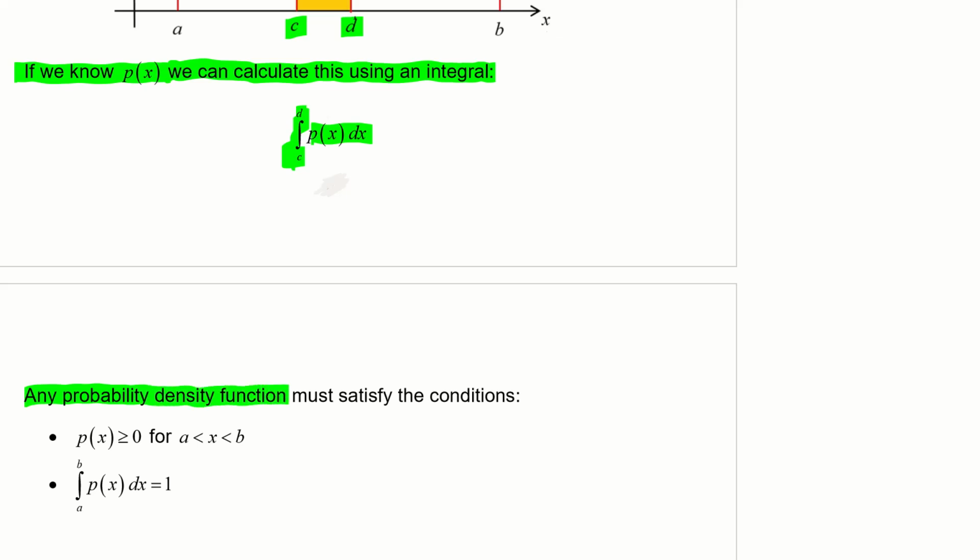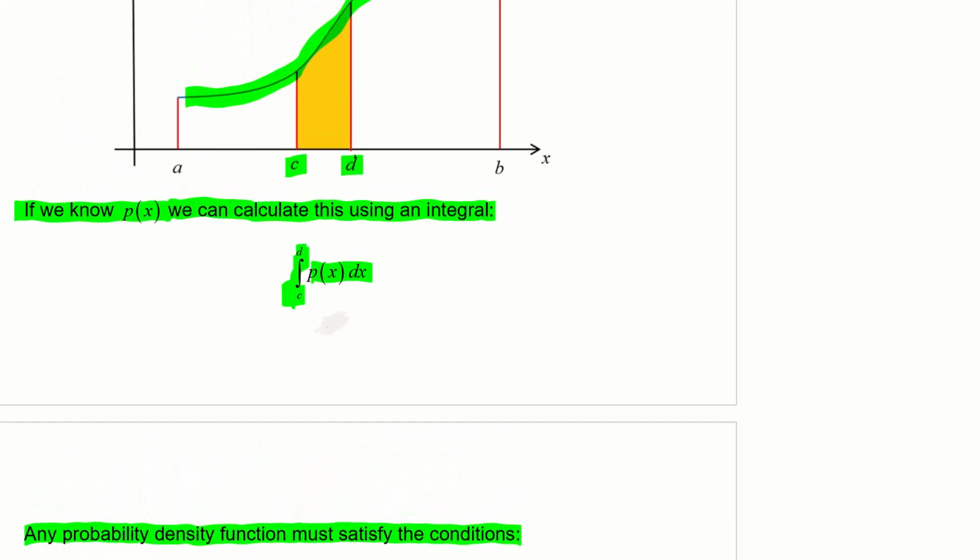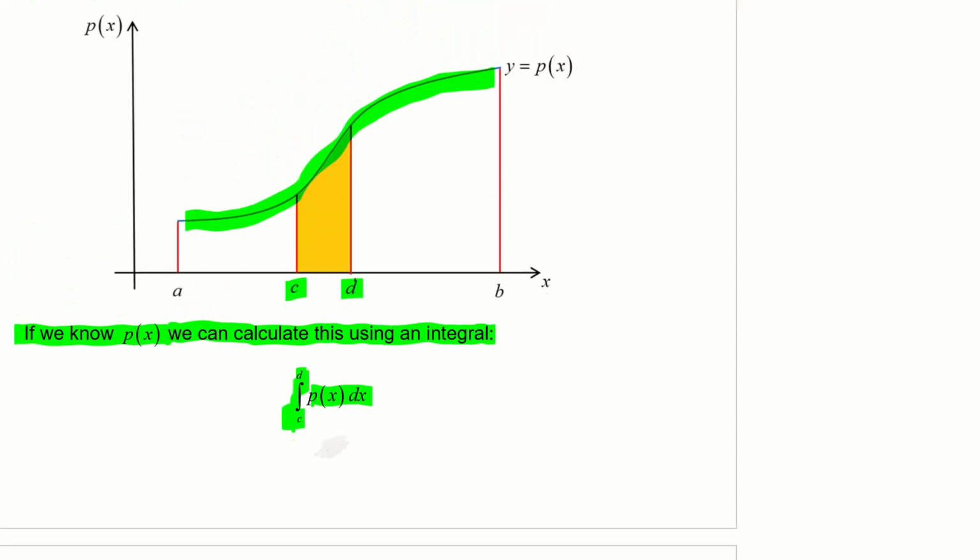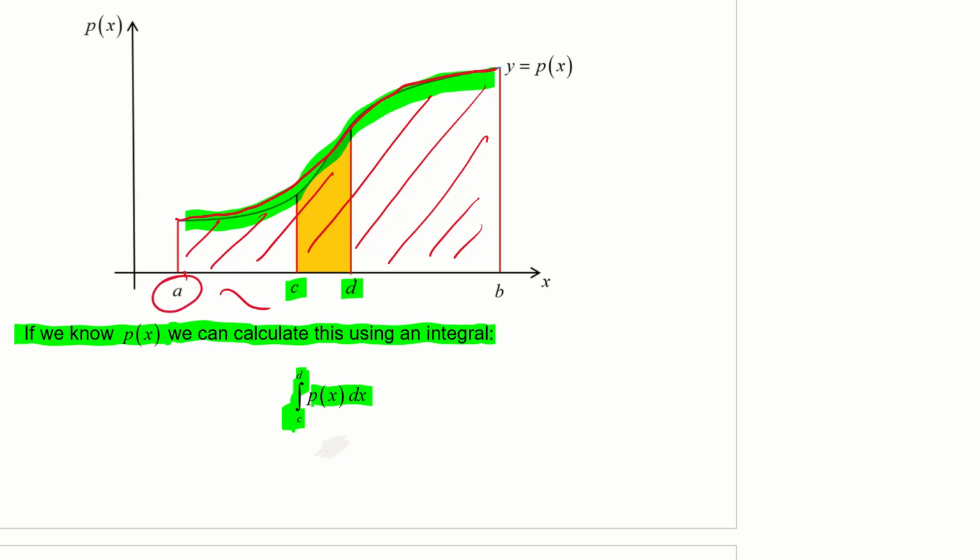Any probability density function must satisfy the conditions that p of x is greater than or equal to 0 for values of x between a and b, and the integral from a to b of p of x dx is equal to 1. So what we're saying is that the curve must be above or at least touching the x-axis and cannot be below in any way, and the total area under the curve in the specified non-zero part between a and b must be 1.